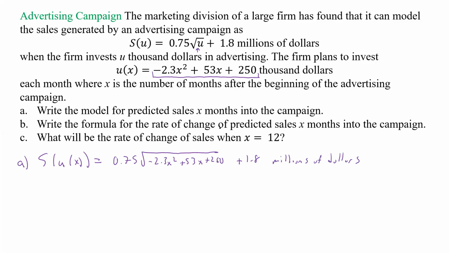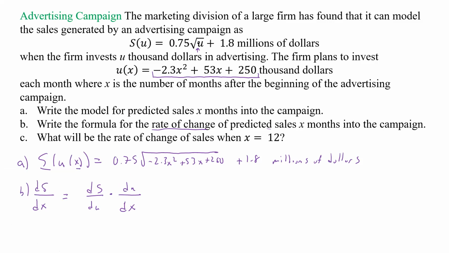Now write the formula for the rate of change of predicted sales x months into the campaign. So we need the derivative for the predicted sales, so we need S prime. Let's call it ds over dx. We can have multiple things in here, and we're just doing ds dx. Well, how are we going to do that? First we're going to take the derivative here, so that's going to be ds du. And then we're going to take the derivative here, that's du dx. And we multiply those two together, and that should give us our values.